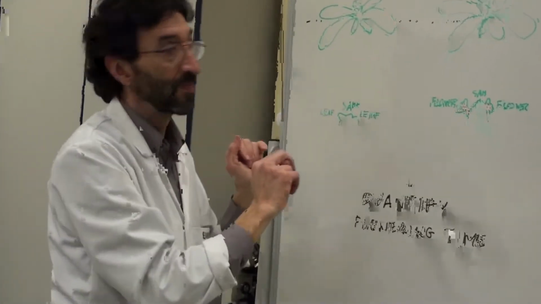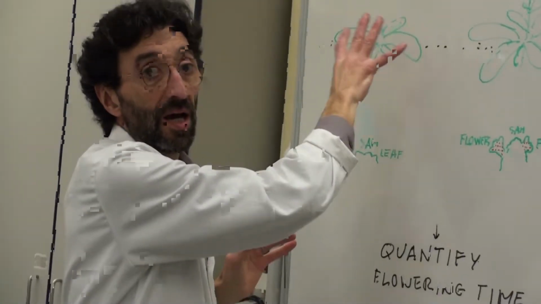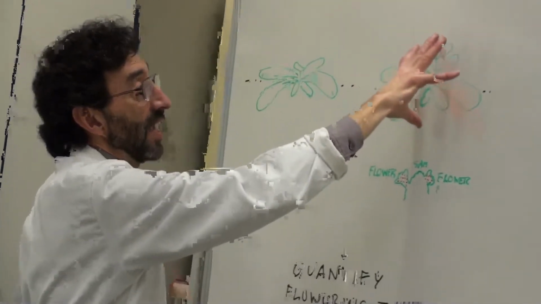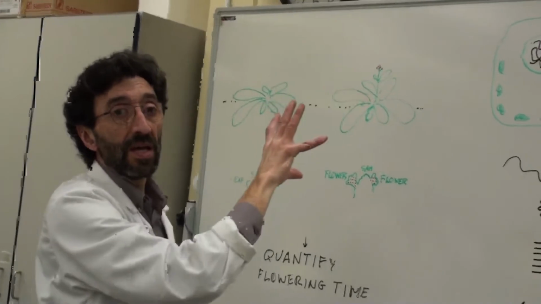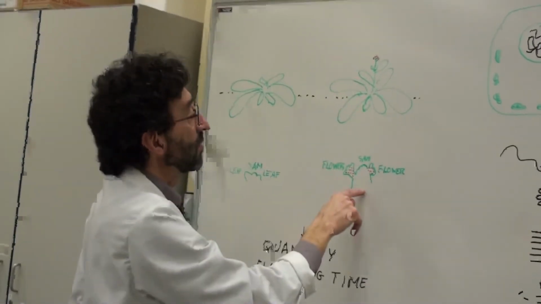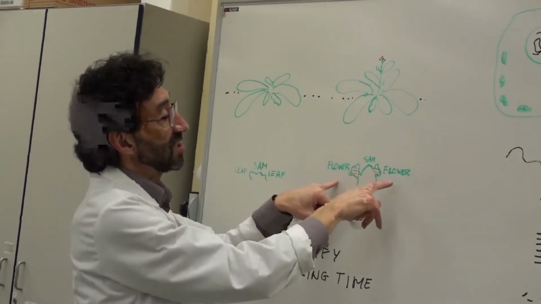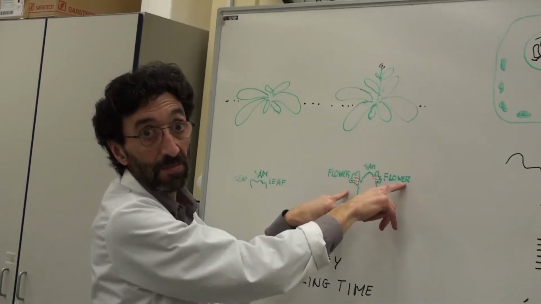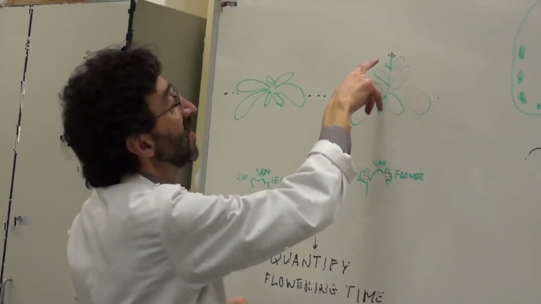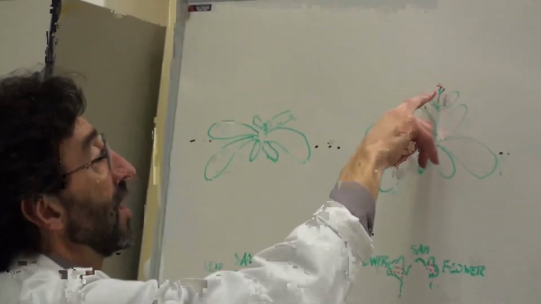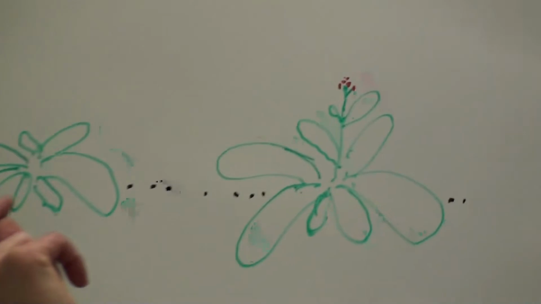then a new leaf. At some point, this plant undergoes a transition in which, instead of the shoot apical meristem producing leaves, it produces floral meristems. And as a result, the plant begins to produce not new leaves, but new flowers.